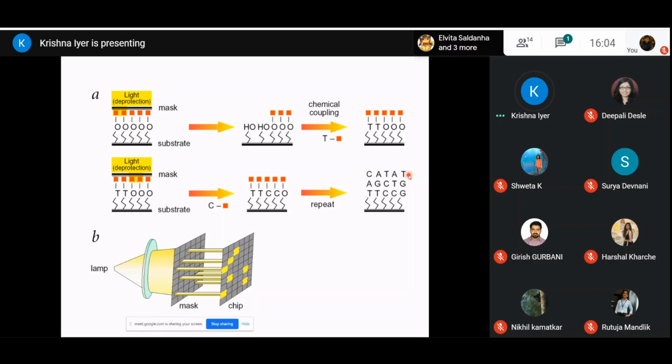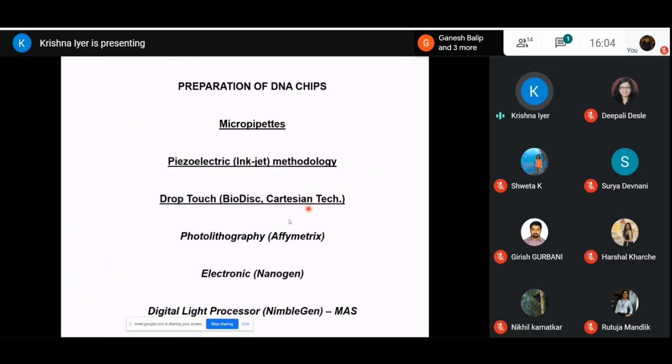Okay. So this was kind of a breakthrough technology which was actually invented by Affymetrix. That's why this photolithography technique is also sometimes referred to as Affymetrix technology.